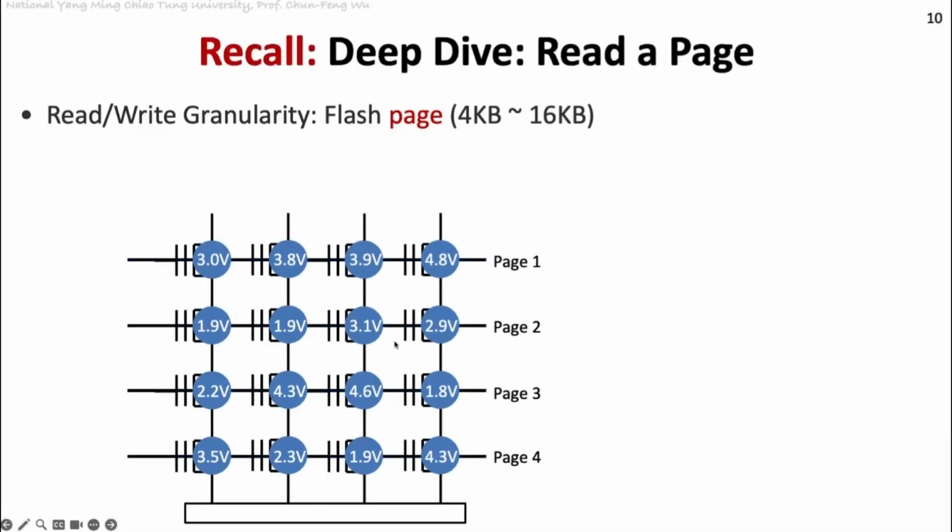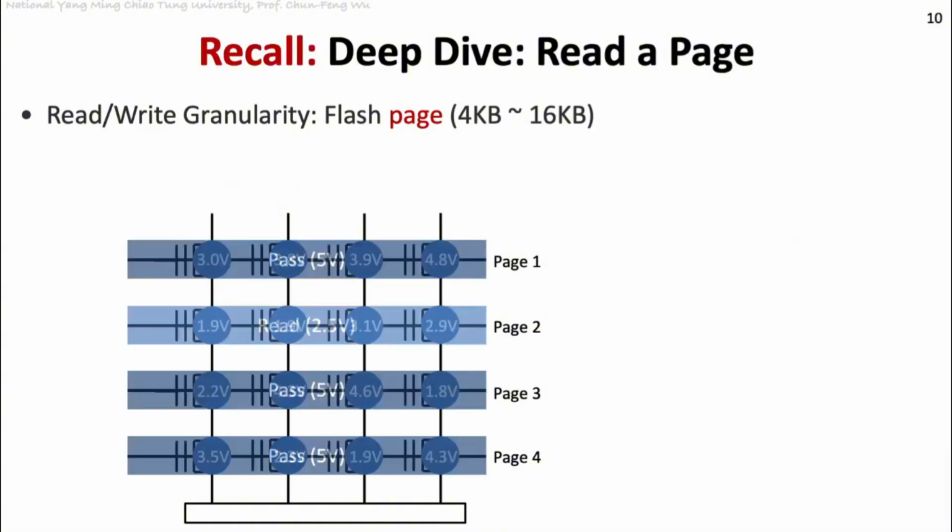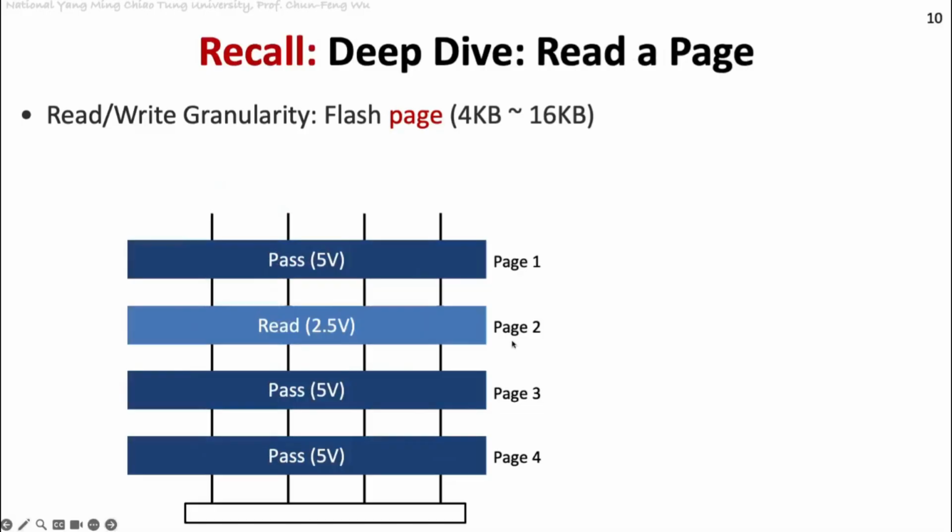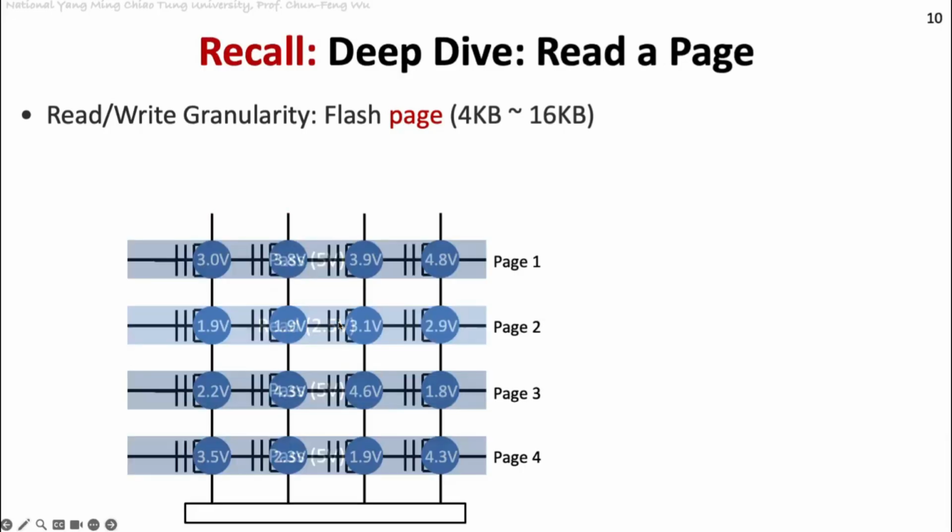Okay, so this is about the program. Now, how do we read out the data from one patch? The same thing: if we are going to read out patch 2, then we apply a relatively low voltage. In this case, we apply 2.5 volt here.